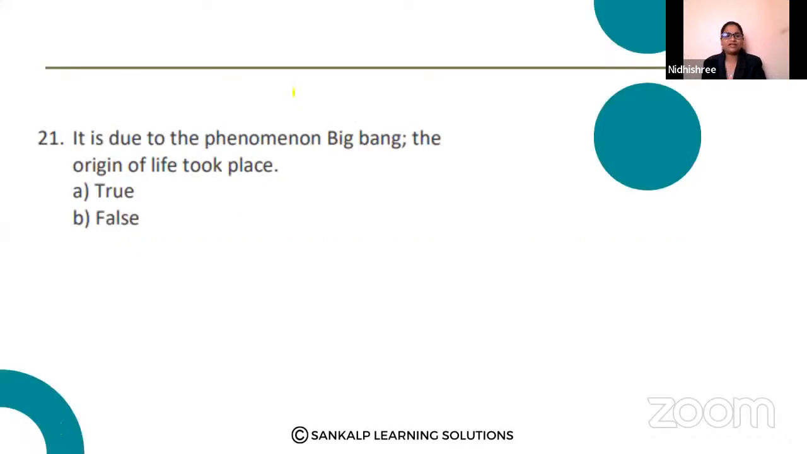Now the 21st question goes like this, guys. 4 marks in K-CET. It is due to the phenomenon Big Bang that the origin of life took place. Option A true, option B false. Is it true or false? Kumar, option A. Vinayak, option A. Lakshmi, option B. Ramya, option A. Saundarya, Supriya, option B. Gayatri, option A. Okay, what about others?